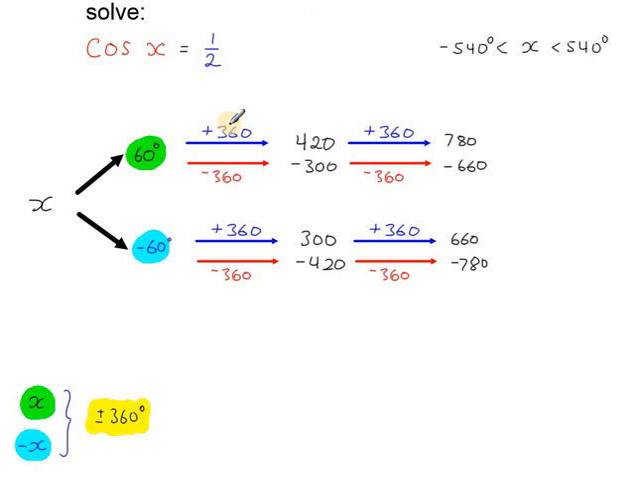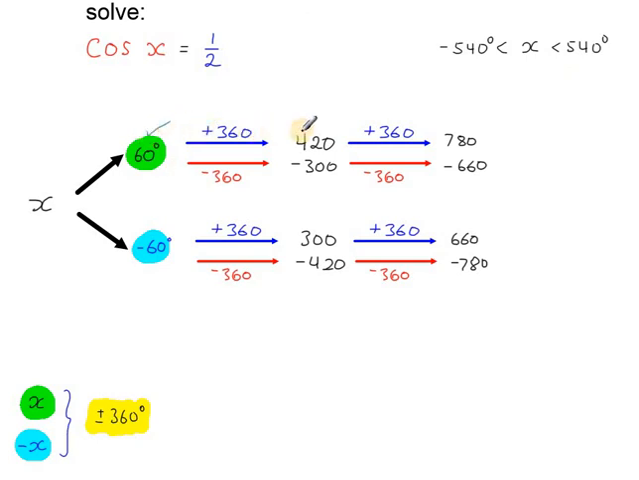So it's 60 plus 360 to get 420, plus 360 again, 780. Starting with 60 again, minus 360 to get minus 300, then minus 360 again to get minus 660. So add 360 along the top and minus 360 along the bottom, and we do the same with this angle here. Some of them are within this interval, so they form our solution, and others we're going to discard.